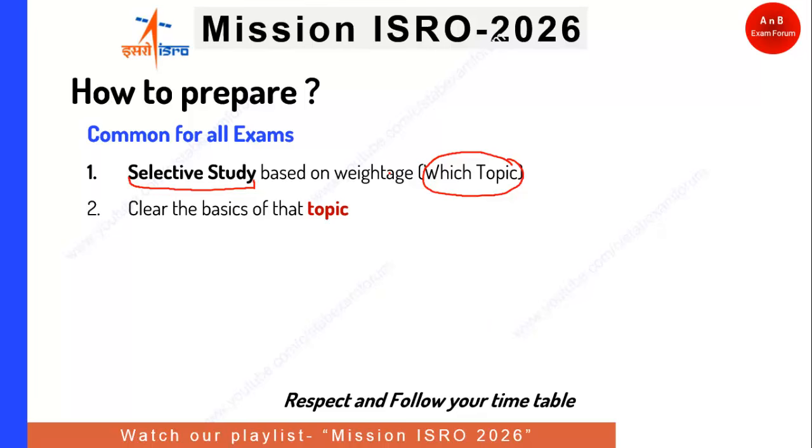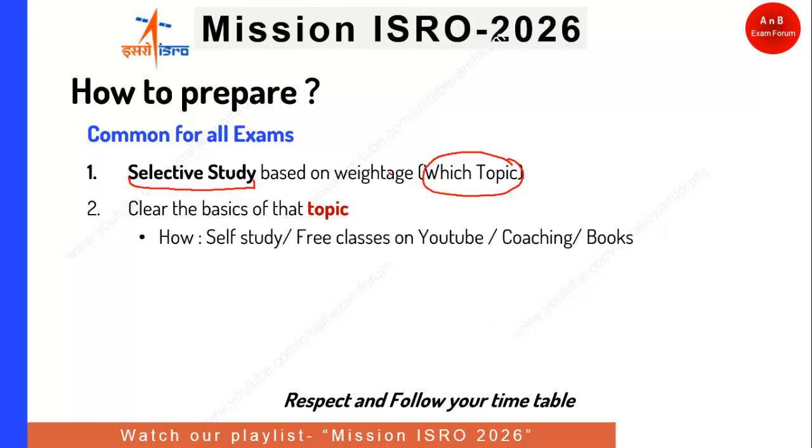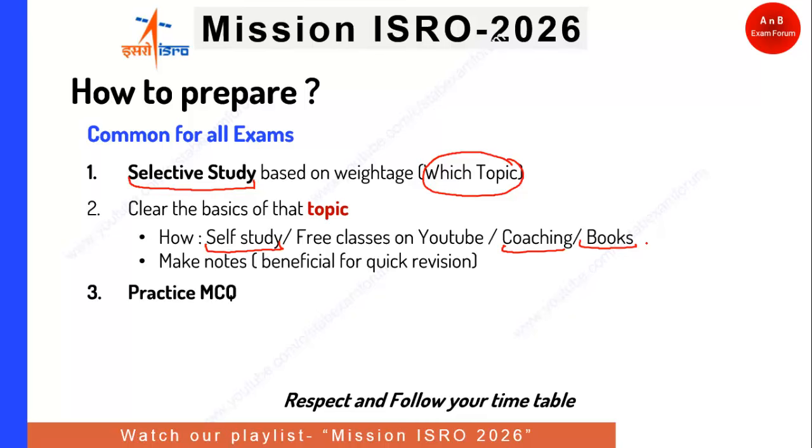The question can come up: how to clear those basics? If you are self-reliant, self-study would be sufficient. If you are new, you can follow some coaching center. You can subscribe to some of the free classes on YouTube, and if you are very intelligent, you can also follow a few books. The next important pointer is to make notes, which will be beneficial for quick revision. For example, you can write all the formulas in your notebook.